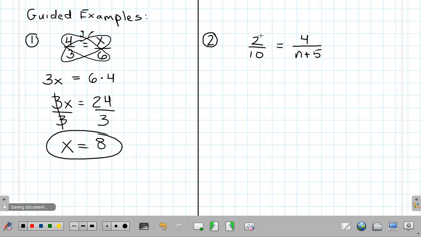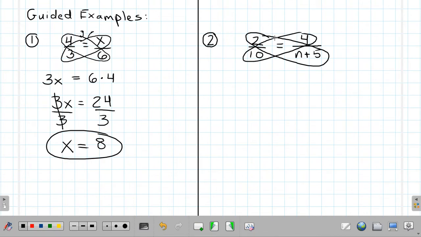But now we go on to example 2. Same kind of thing here. We have a proportion, so we have a ratio equal to a ratio. 2 divided by 10, or 2/10, is equal to 4 divided by the whole thing, n plus 5. So 4 over n plus 5. It's the same kind of thing, except I'm going to do it in the opposite way here. First we just cross multiply the 2 times the n plus 5, and then the 4 times the 10.